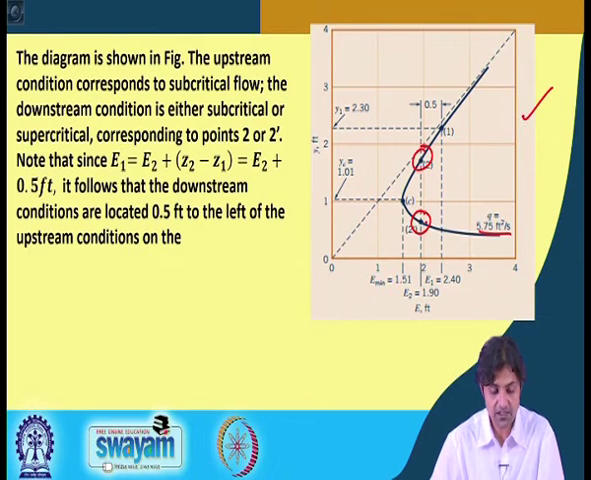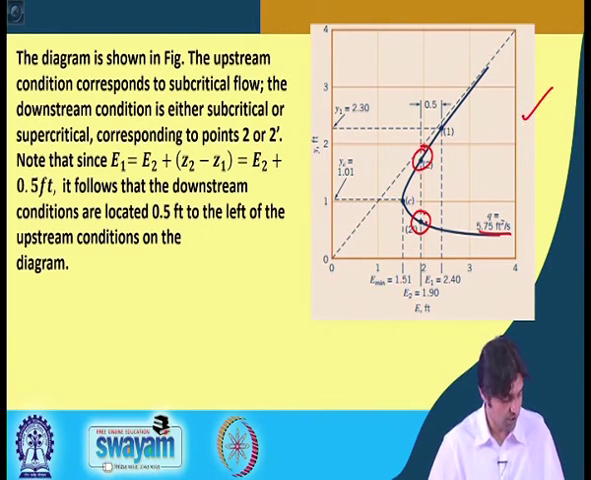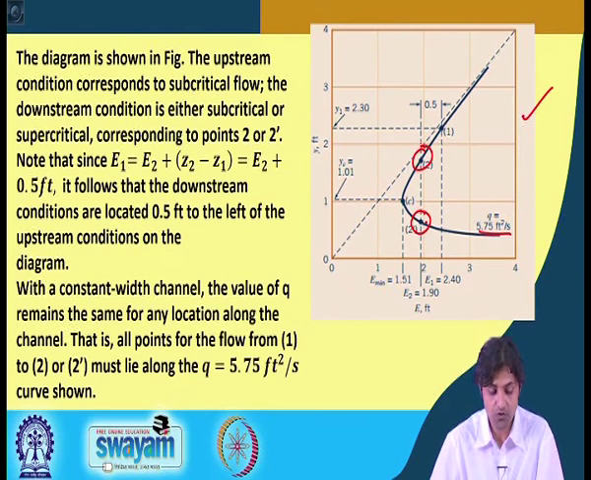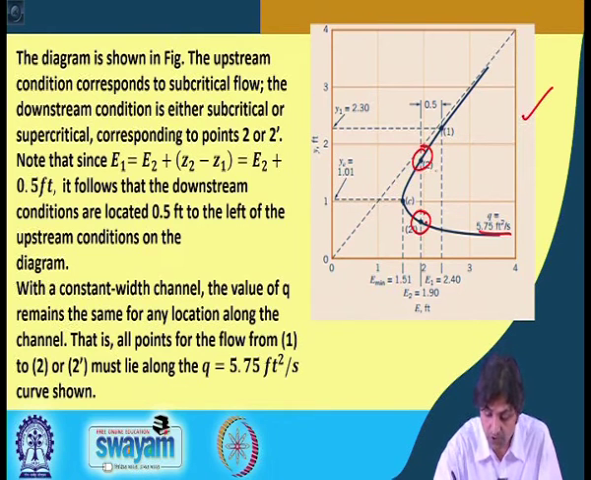Now, if we note that since E1 is equal to E2 plus Z2 minus Z1 or E2 plus 0.5 feet, it follows that the downstream conditions are located 0.5 feet to the left of the upstream conditions on the diagram. Now, with a constant width channel, the value of q will remain the same. That is true for any location along the channel. That is all points for the flow from 1 to 2 or 2 dash. So, this is 2 and this is 2 dash.